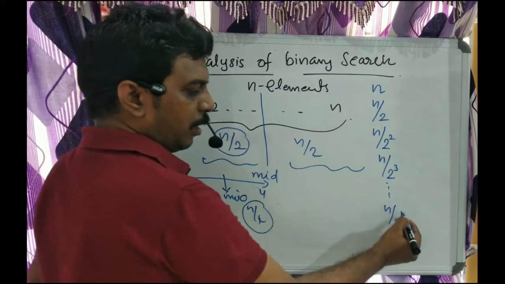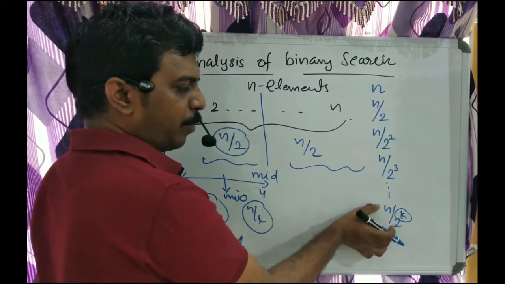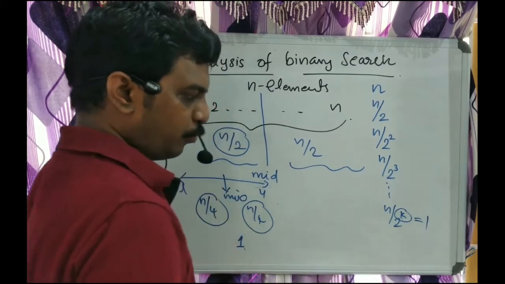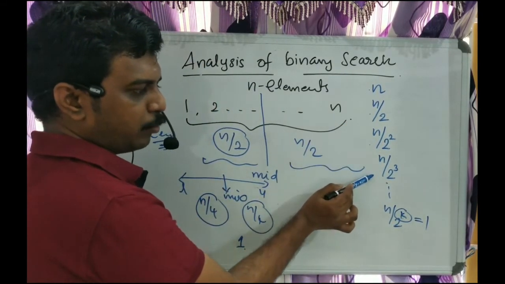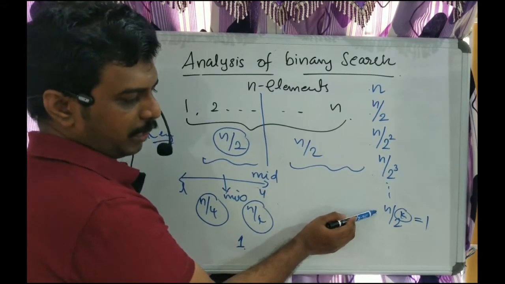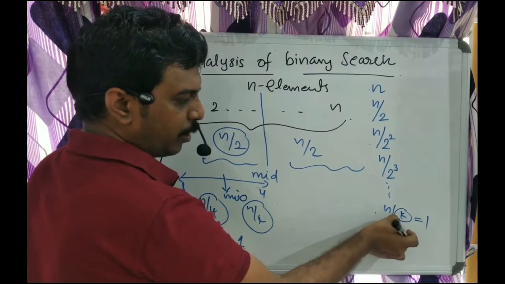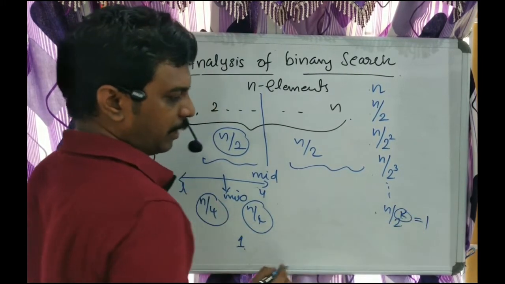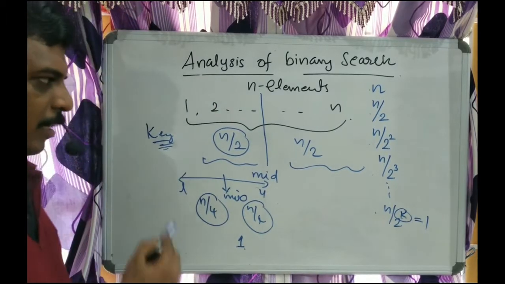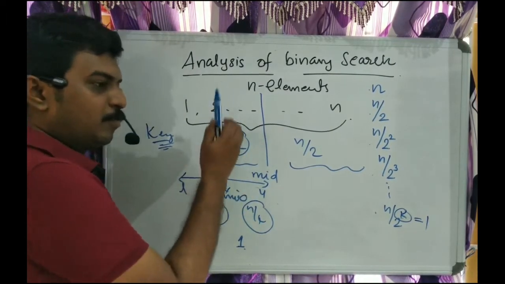Okay, so for some value of k, n by 2 raised to k will be reduced to 1, which means the array size goes n by 2 square, n by 2 cube, and so on, up to n by 2 raised to k. So finally, n by 2 raised to k will reach 1 for some value of k. You need to find out that k, because that is how many times the partition will take place.